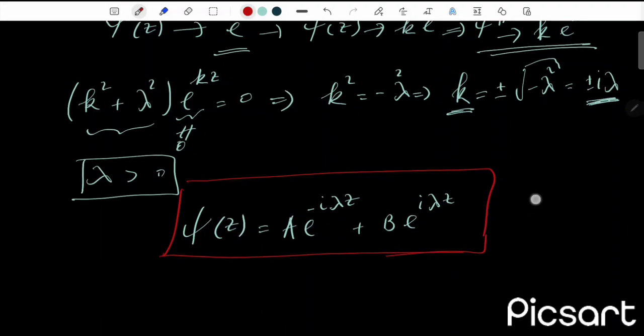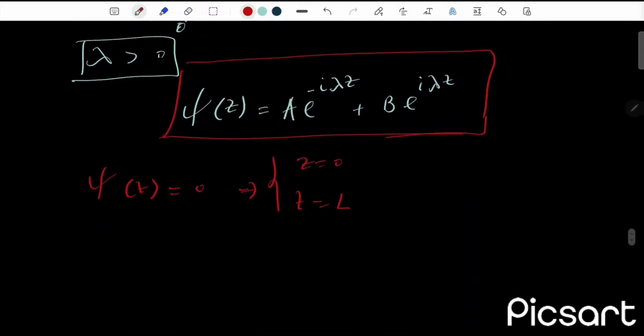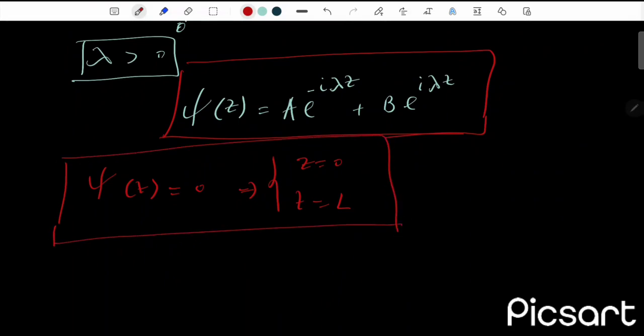But we must remember here that psi must be equal to 0 when z is equal to 0 and also when z is equal to L. We must remember this as the boundary condition.